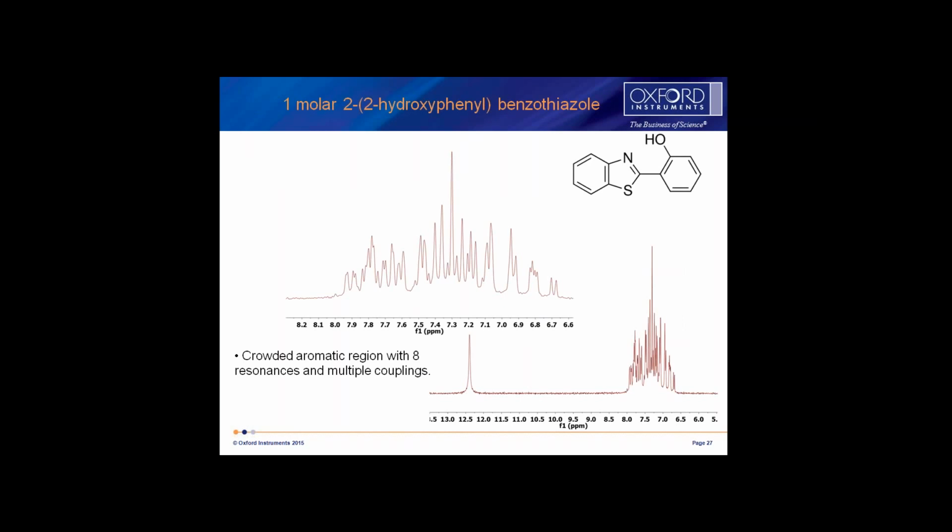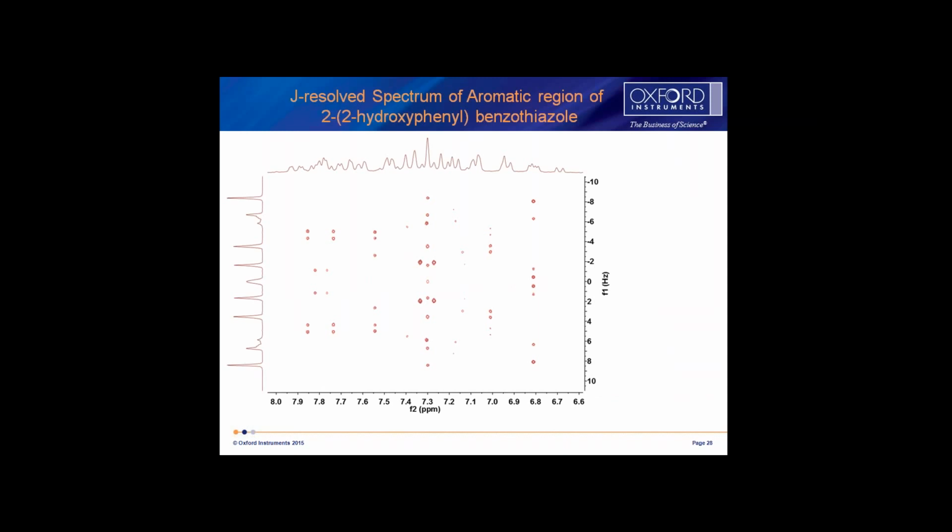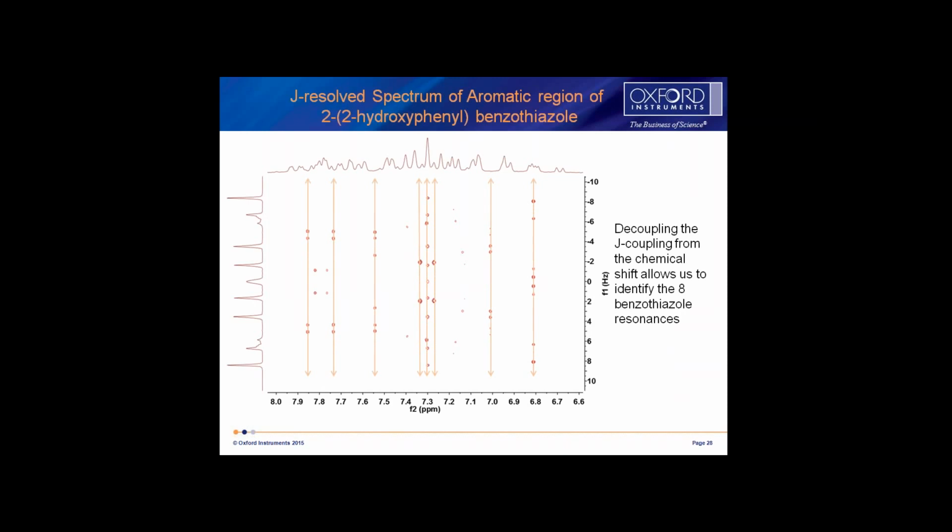And actually, in general, not just in this case, the aromatic region is often crowded because the chemical shift dispersion for the aromatic signals is quite narrow, but because of the benzene ring, there's a lot of mutual couplings. So we can run our J-resolved experiment, and once again, we find in the horizontal direction, we have the chemical shifts, and in the vertical direction, we have the coupling patterns. And what that allows us to do is by removing all the couplings, we can identify the 8 resonances associated with the benzothiazole.